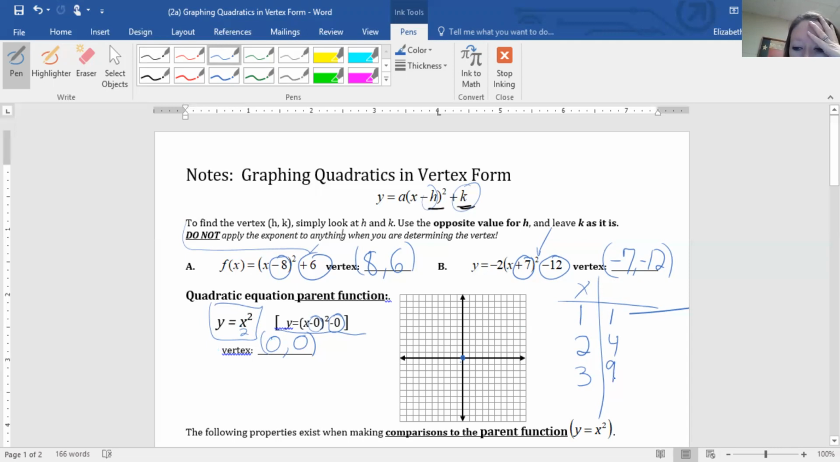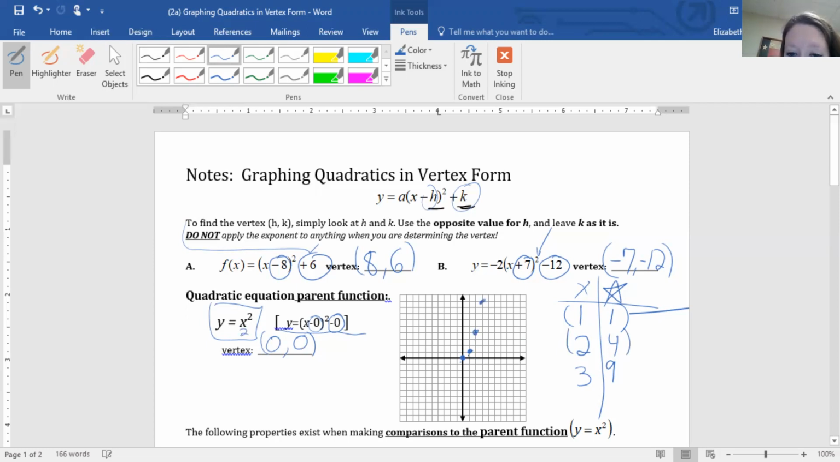And I want you to use this trick: this 1, 4, 9 is going to be super amazingly important. We're going to use this every time we graph. Starting at the vertex, I go 1 in the x direction and 1 in the y direction. See this? 1, 1. Then I go 2 in the x direction, and I go 4. 1, 2, 3, 4. My next coordinate is (2, 4). Then I go 3 and 9.